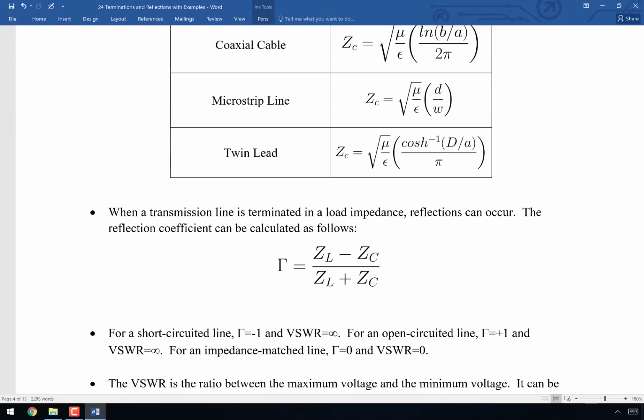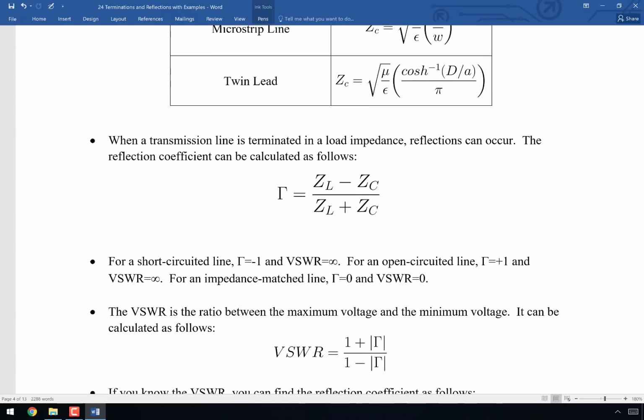When a transmission line is terminated in a load impedance, we'll get reflections, and the reflection coefficient can be found by z sub L minus z sub c over z sub L plus z sub c. For a short-circuited line, gamma is negative 1, and the VSWR is infinity. For an open-circuited line, gamma is positive 1, and the VSWR is still infinity. For an impedance matched line, there is no reflection coefficient, and that's a typo, and VSWR is equal to 1. I'll correct that in your version. So a VSWR of 1 is the best case scenario.